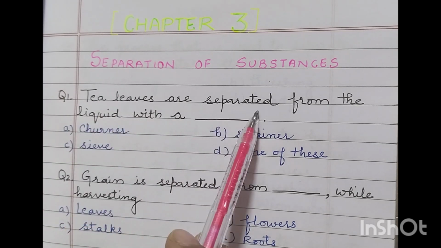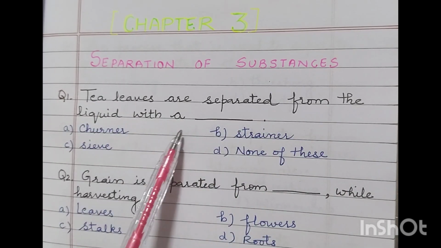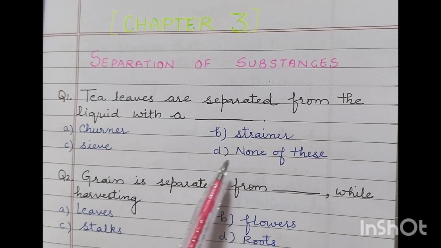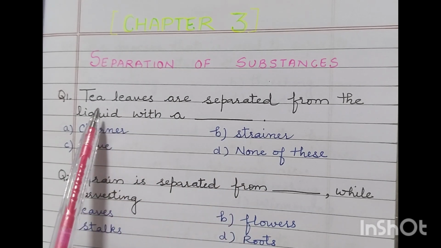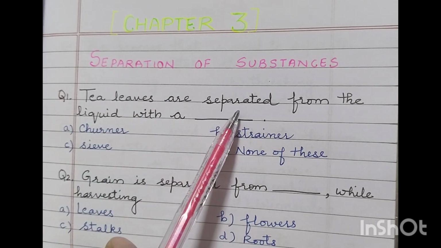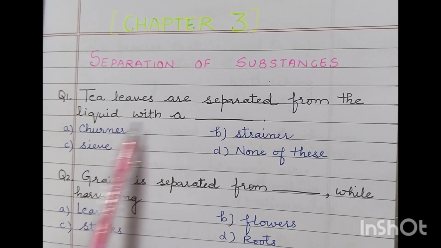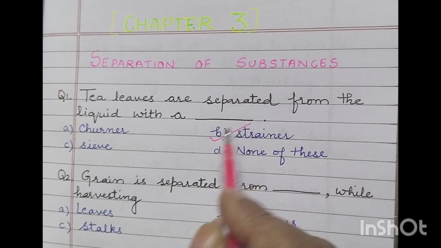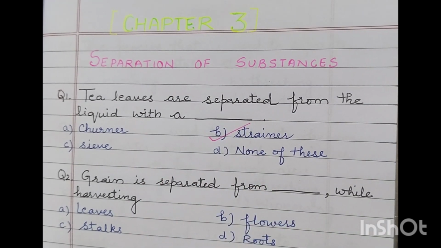Tea leaves are separated from the liquid with a churner, strainer, sieve, or none of these. As you know very well, while preparing tea, the leaves are separated from the liquid with the help of a strainer. You can see your mothers doing this in the kitchen.